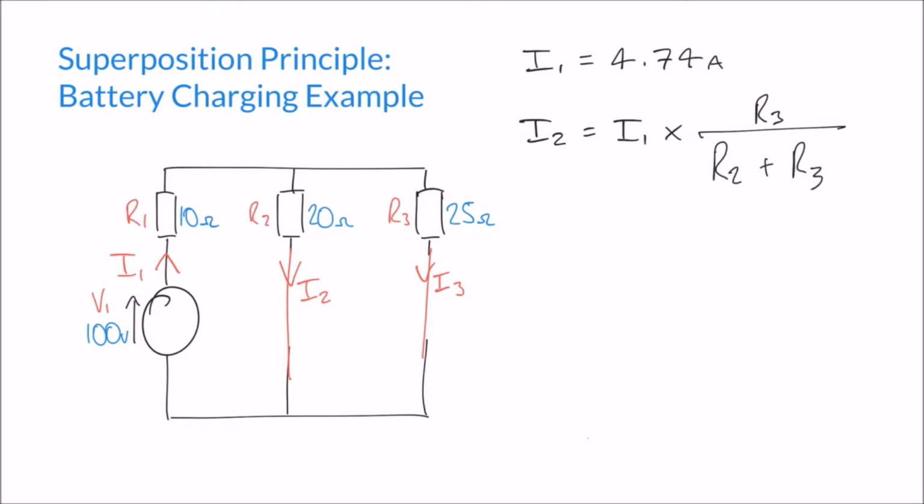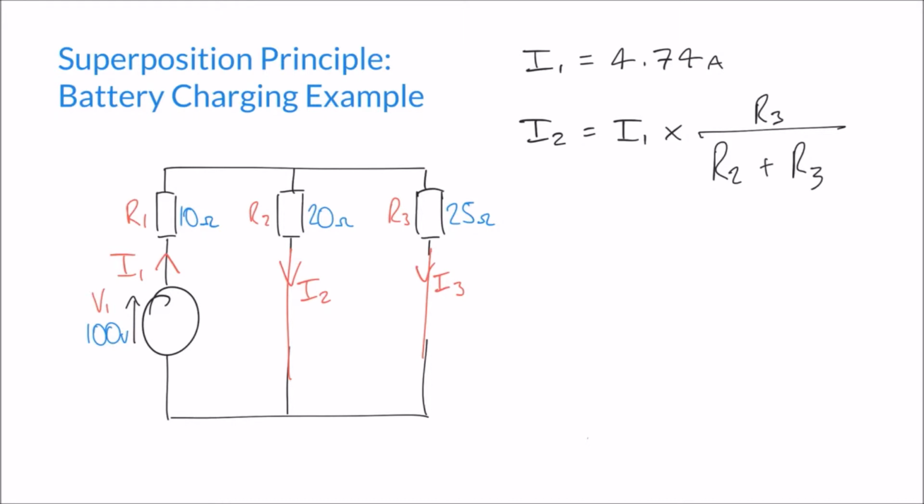Remember, it's only the resistors that are in the divider where the current's being split. So in this case, R2 and R3. I'm not bothered about R1 at this stage because the total of the current goes through R1. It's only when the split occurs.